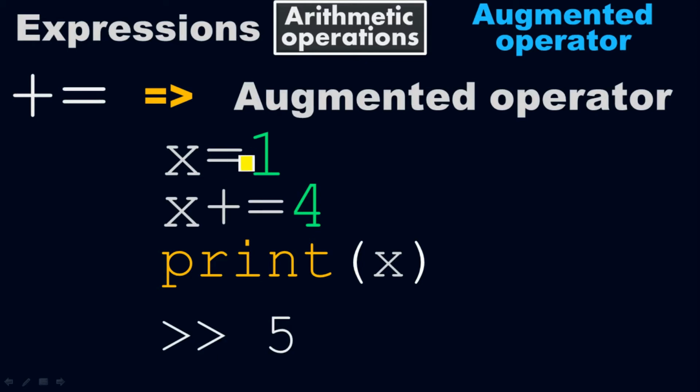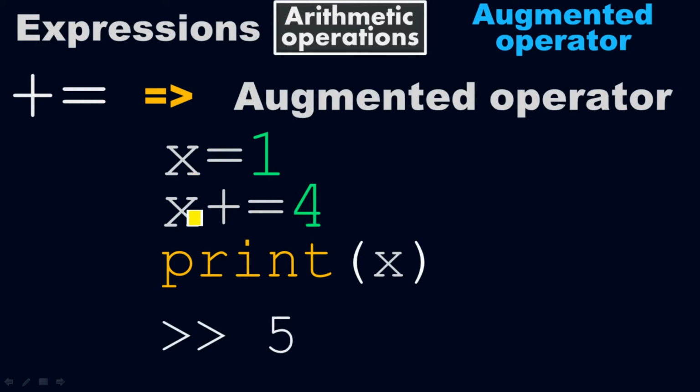If I take x equals to 1 and then x plus equals to 4. In the first line I have x equals to 1. In the second line I have x plus equals to 4. I have the same variable, but this time I have plus extra. So when I take the print of x, I will get 5. How? Because 4 has been augmented to the x.